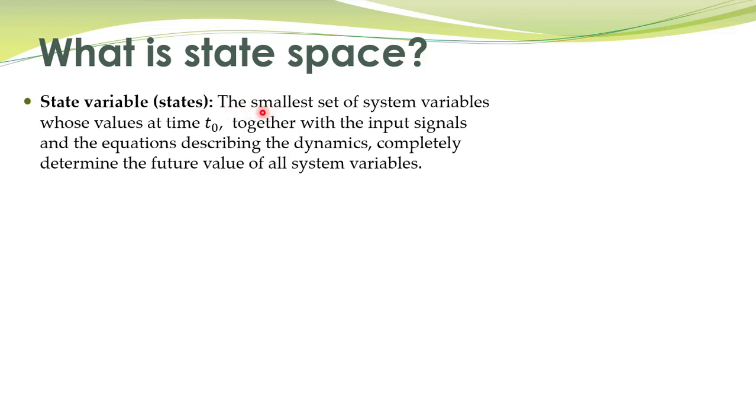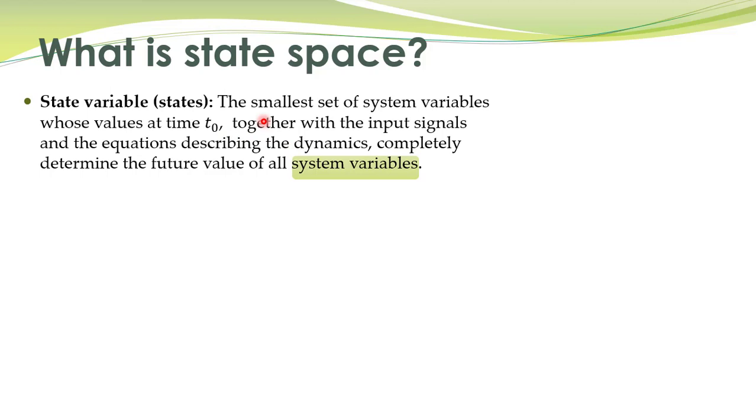I read it from here, first line: the smallest set of system variables which completely determine the future value of all system variables. I have omitted this intermediate sentence. And there is some additional statement. To be able to describe the future behavior of system variables, we need to know the value of state variables at initial time, and we also need information of the input signal to the system, and we need some additional equations which are dynamic equations, and these equations we shall call state equations.